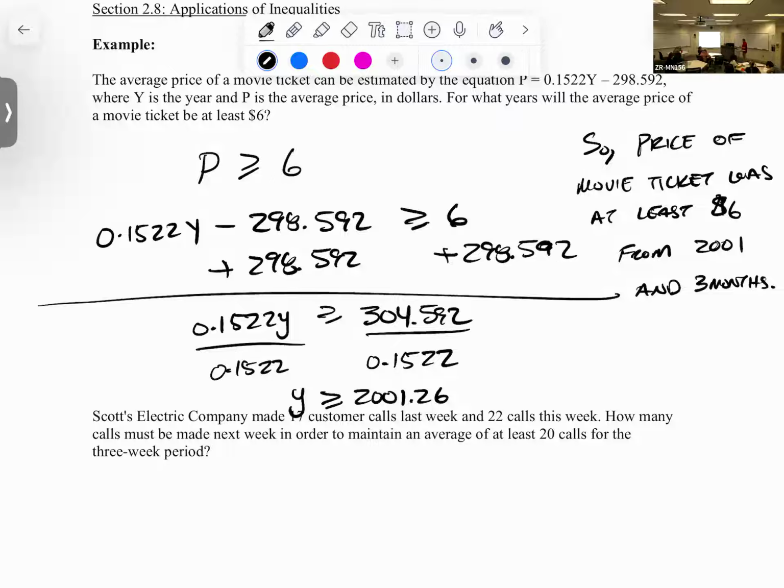So 25 years ago, we could get a movie for $6. Oh. And just as an FYI, I could have put 2001.26, but 3 months, right? I'm just estimating a quarter of the year.